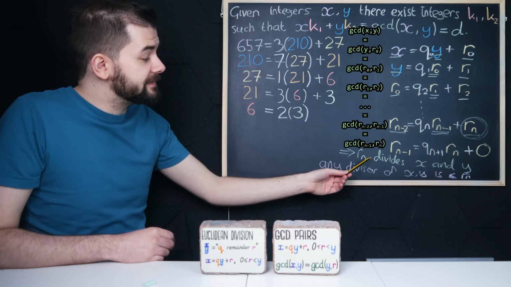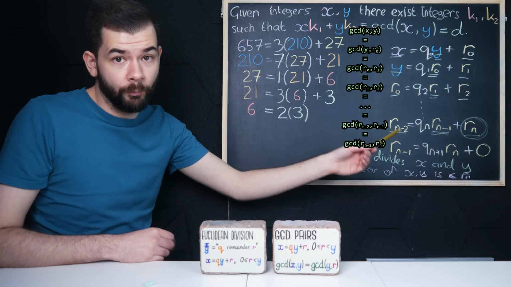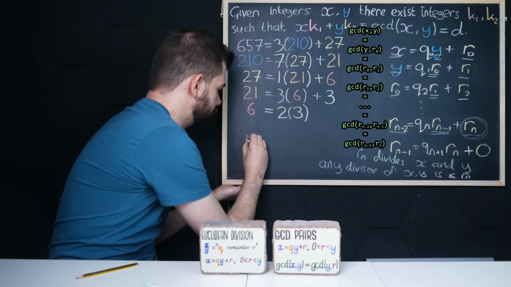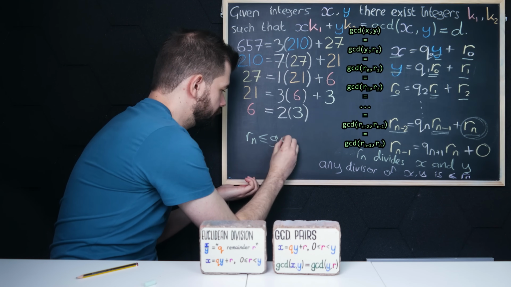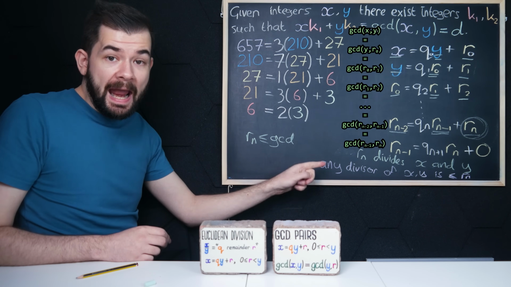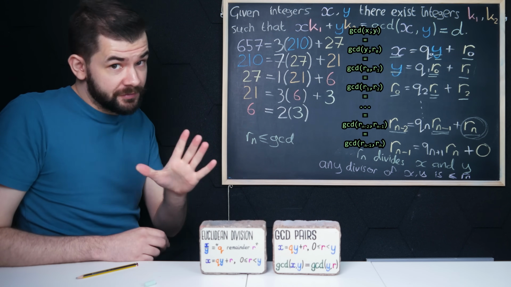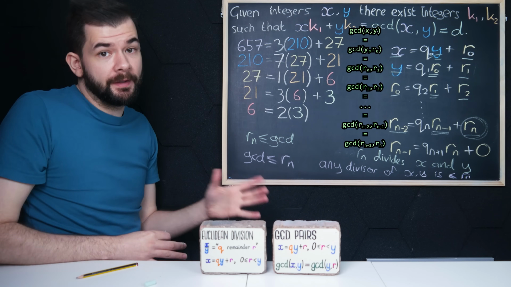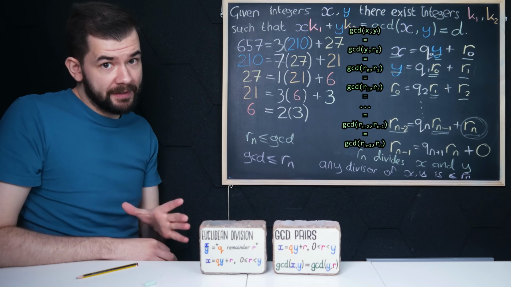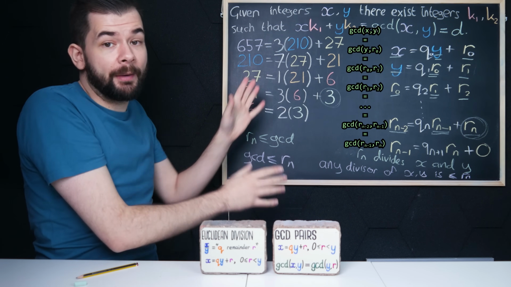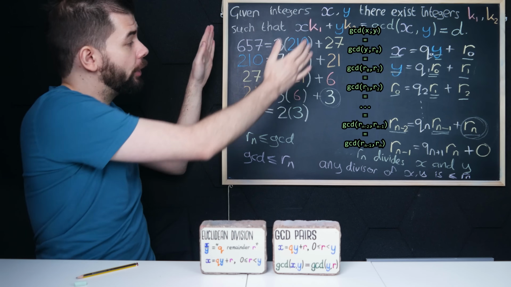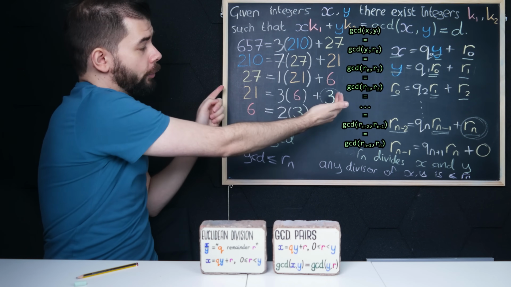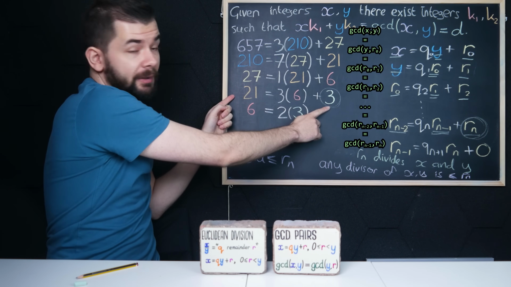If Rn is a common divisor of x and y, that means it's less than or equal to the greatest common divisor of x and y. But we've just shown that any divisor, including the greatest common divisor, must be less than or equal to Rn. So it must be the case that Rn is the greatest common divisor of x and y. Now this is great for our number finding problem because it means that this process will always yield an equation that involves the greatest common divisor.